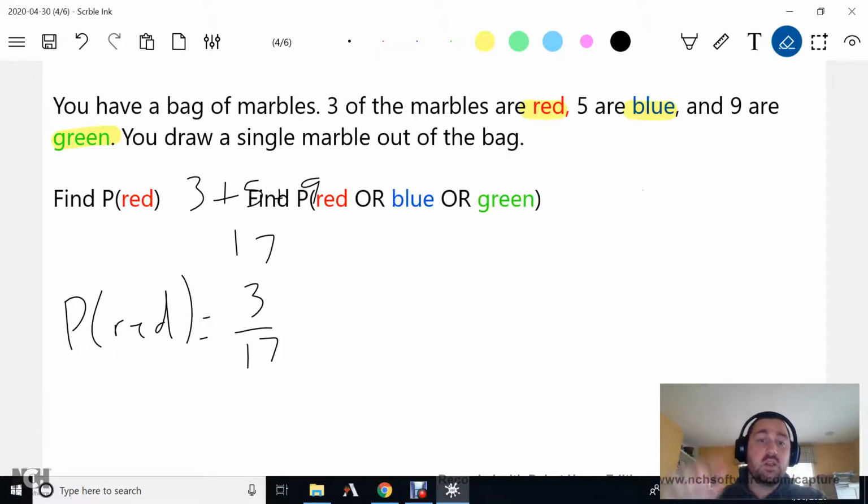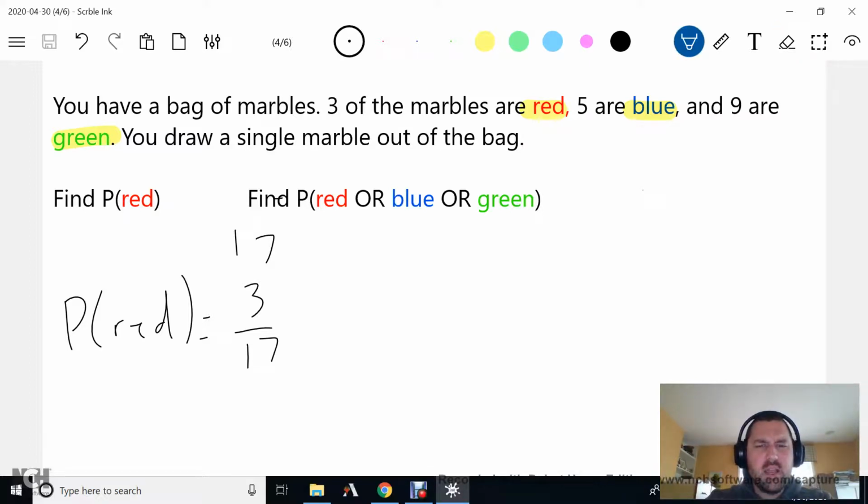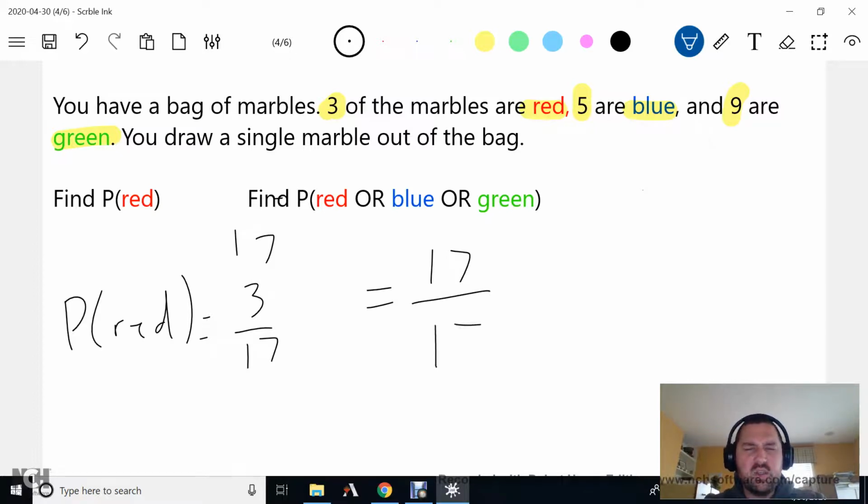Here's a second question. Find the probability of red or blue or green. Now, what does that mean? Well, we can pull a marble out of the bag, and as long as the marble is red or blue or green, it would work for our condition. This is going to be equal to, well, let's see, there's 3 red and there's 5 blue and there's 9 green. So there's 17 marbles that satisfy the condition, and there's 17 total marbles.